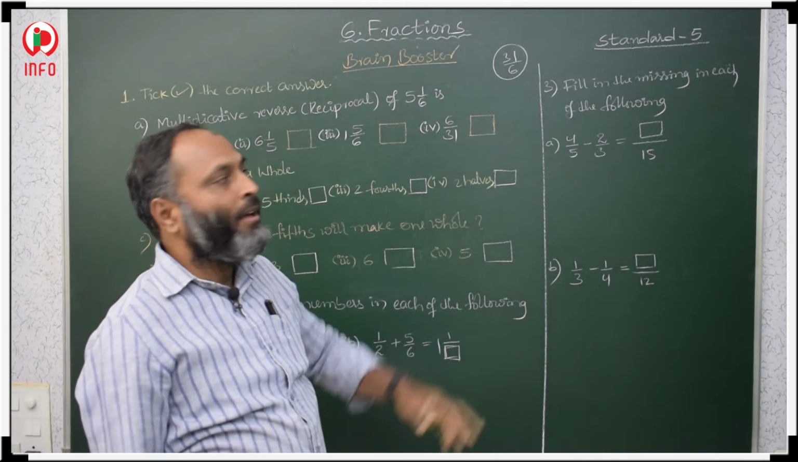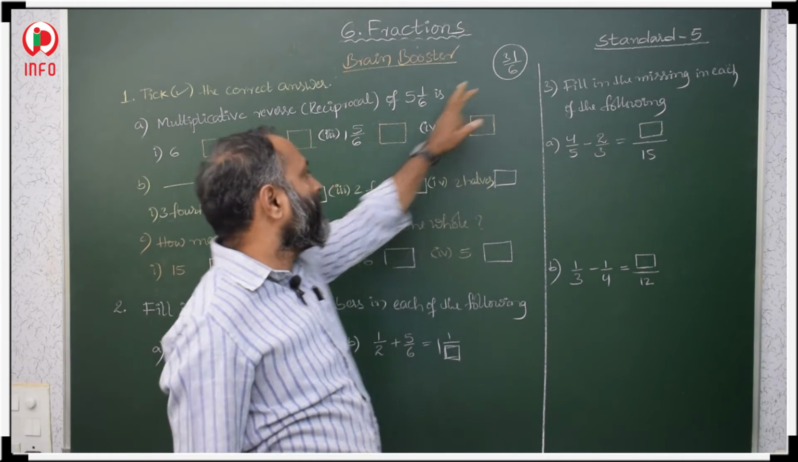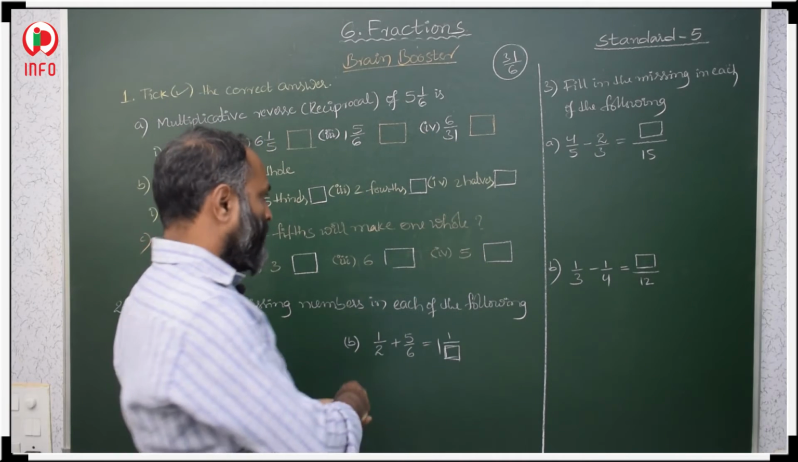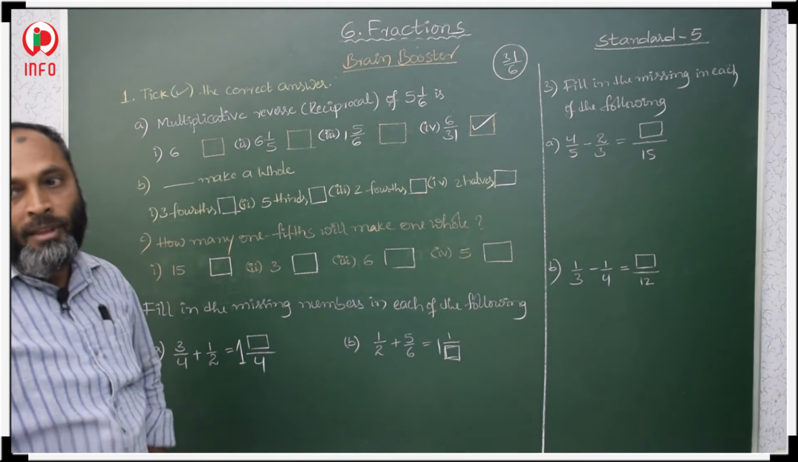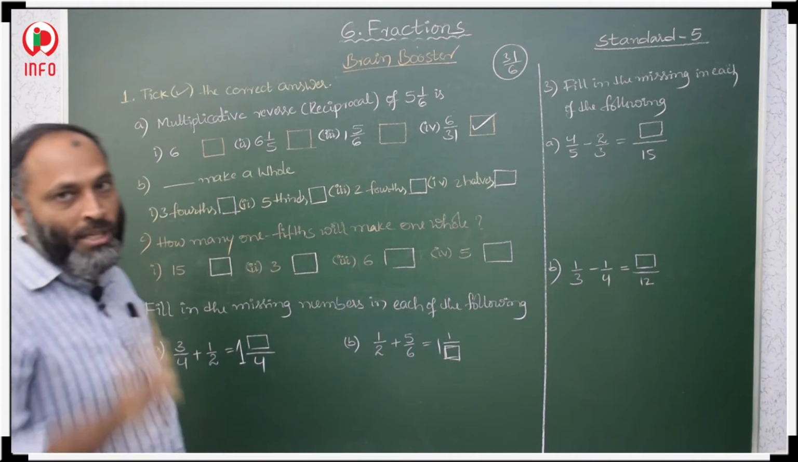The reciprocal of 31 by 6 is 6 by 31. So we change the numerator to the denominator and the denominator to the numerator: 6 by 31. Where is your 6 by 31? Here you have 6 by 31, so keep a tick mark there.